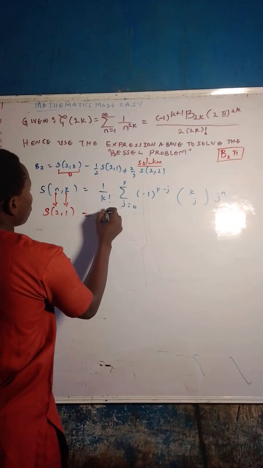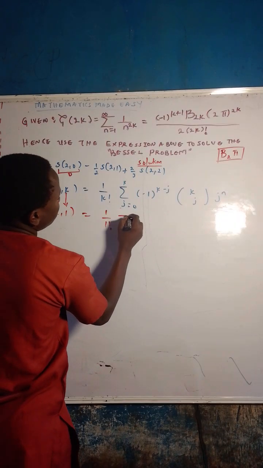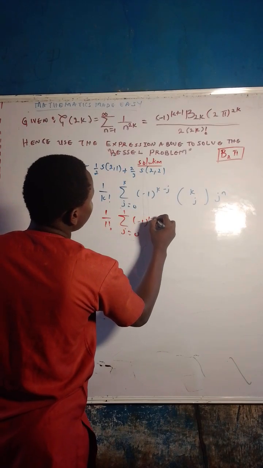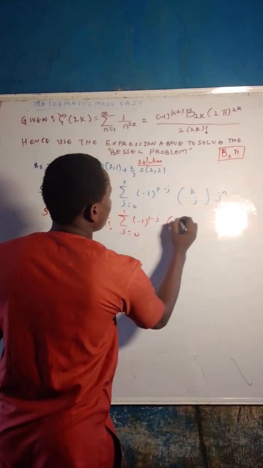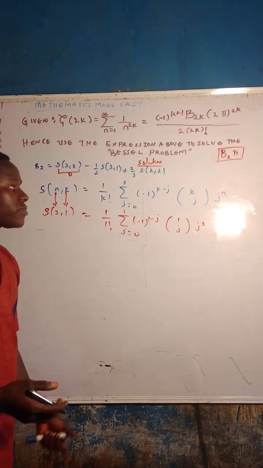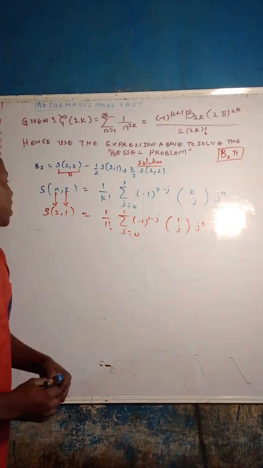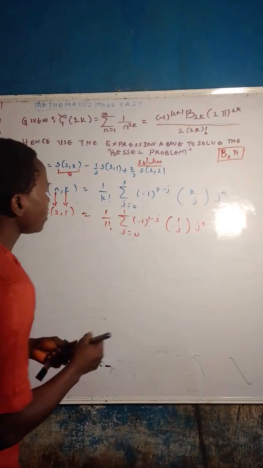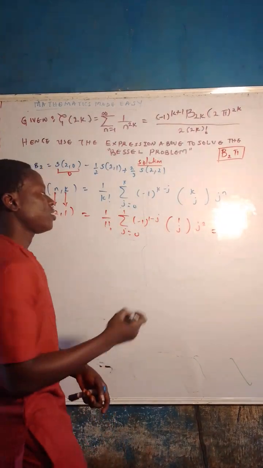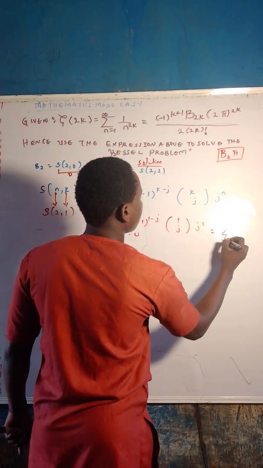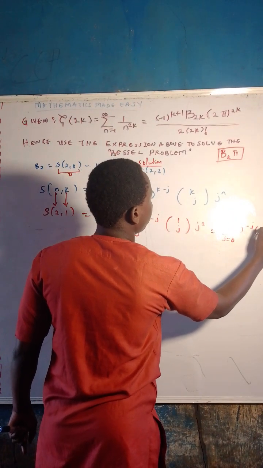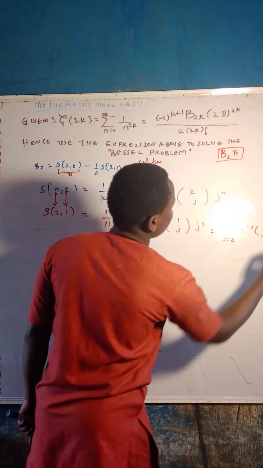Okay, so this will be equal to 1 over 1 factorial multiplied by the sum of j from 0 to 1 of minus 1 raised to the power of 1 minus j, that will be 1 combination j and j raised to the power of 2. Yeah, that's beautiful. Okay, guys. So this will be equal to, 1 factorial is 1, 1 over 1 is just 1. So we're going to have the sum of j from 0 to 1 of minus 1 raised to the power of 1 minus j, of 1 combination j, j raised to the power of 2.